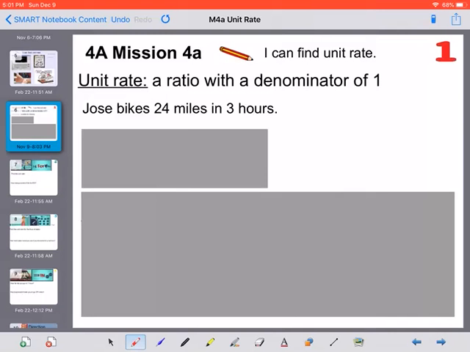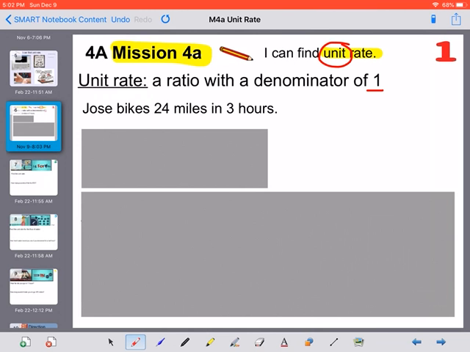Hello, today we are doing Mission 4a from Unit 4a as well. I can find unit rate. So unit rate is a ratio with a denominator of 1. We want to find the price for 1 unit, or whatever situation we're talking about.